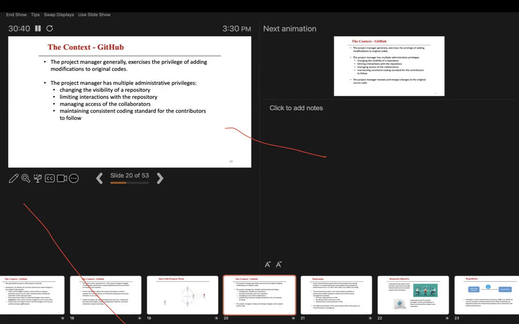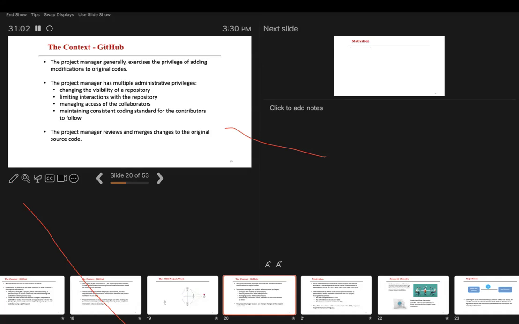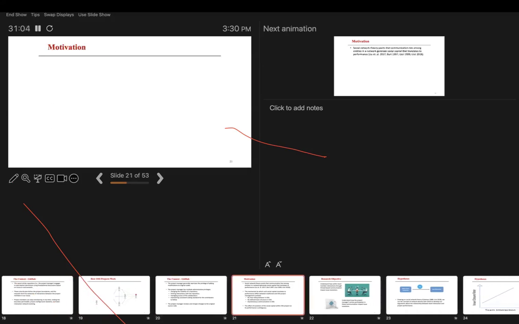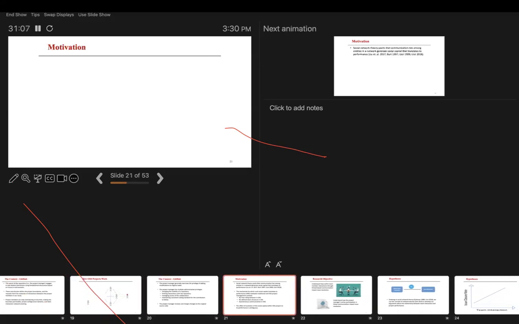They can limit interactions with the repository for certain people, depending on what's going on, how much complexity is being added, and what's going on with the interactions. They can manage access of the collaborators in certain instances and maintain consistent coding standards across all the collaborators. So they have certain abilities to manage these projects once they start seeing it's going out of hand. Right, so that project manager is typically also a focal point in this study. We wanted to see the active participation of that project manager in this project, and how much that contributes to the outcome that we have. Right, so that's the background context.